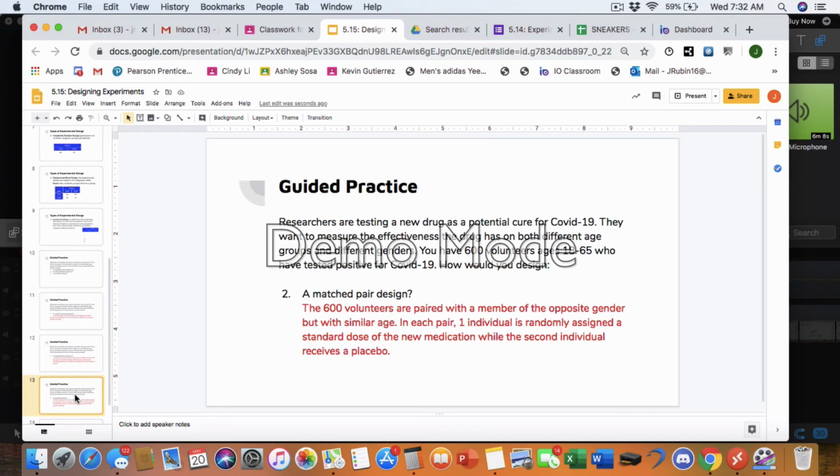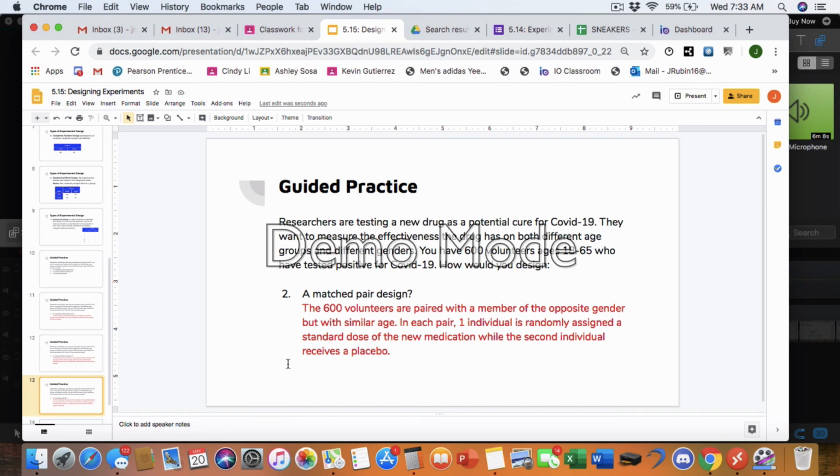Now, the 600 volunteers are paired with a member of the opposite gender but with similar age. In each pair, one individual is randomly assigned a standard dose of medication, while the second individual receives a placebo. Does not have to be paired with gender. You could have just paired opposite gender, not with age. You could have just paired age, not with gender. Really, there's a lot of leeway, but the key is you want to make sure that there's pairs, and in each pair, one's getting the treatment, one's getting the placebo.